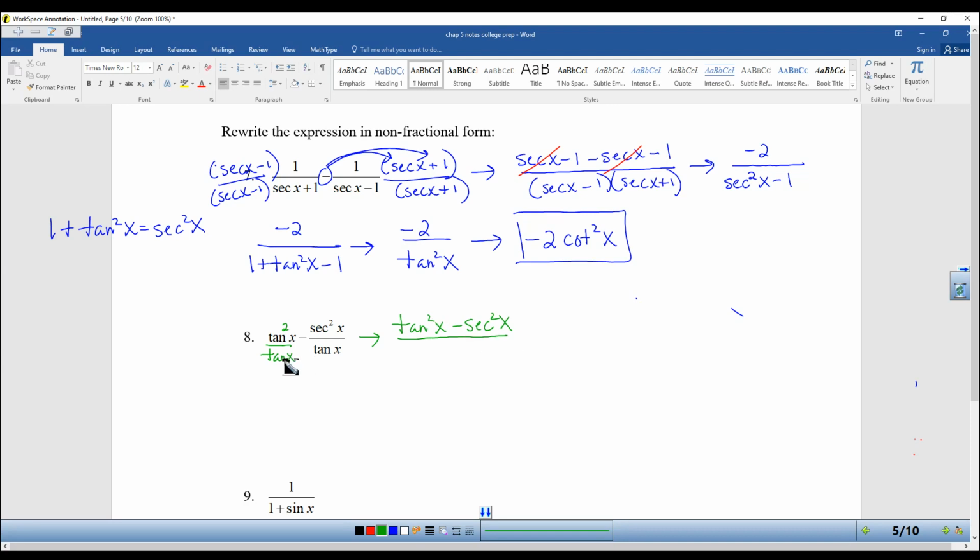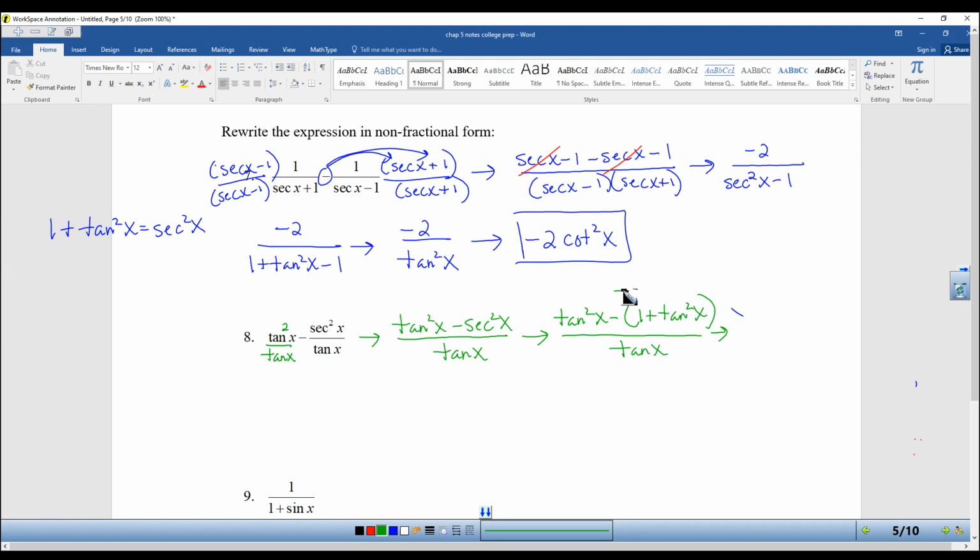I can make it all into one fraction since I took the time to give them a common denominator. And again, you're probably looking at that saying, ooh, is that something? If you're not sure what it is, then just make a replacement. Tangent squared x minus, and secant squared is 1 plus tangent squared x, all over tangent of x.